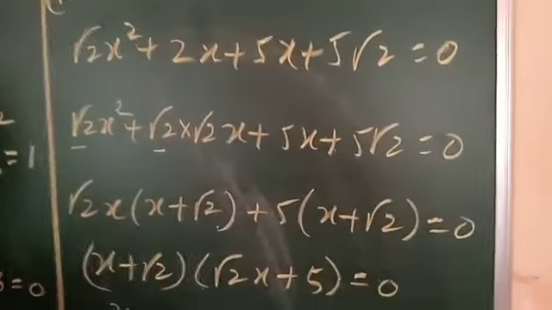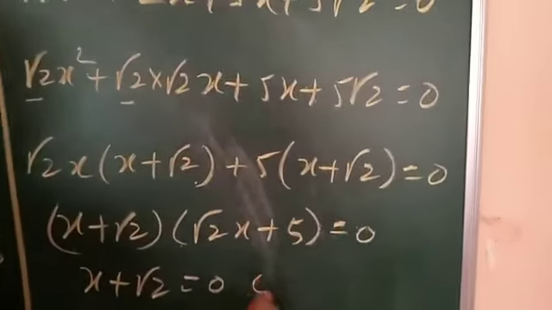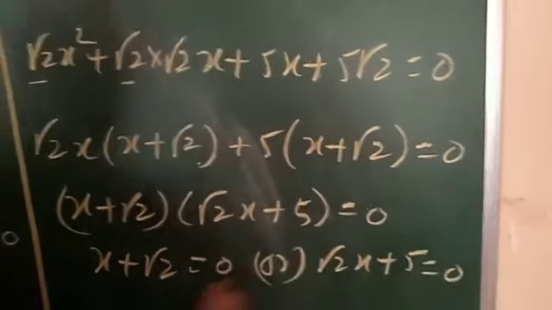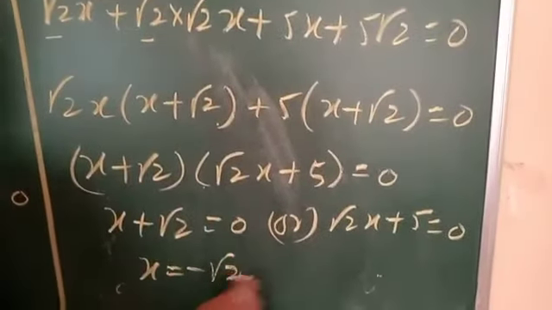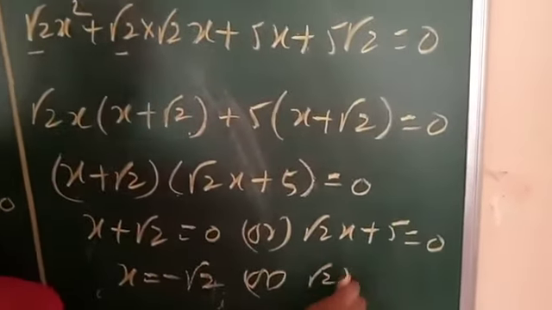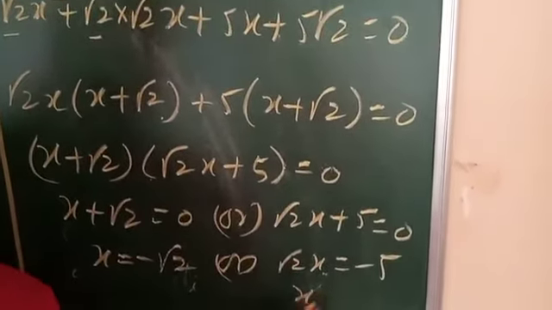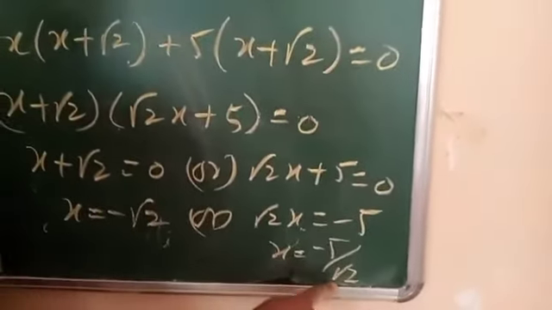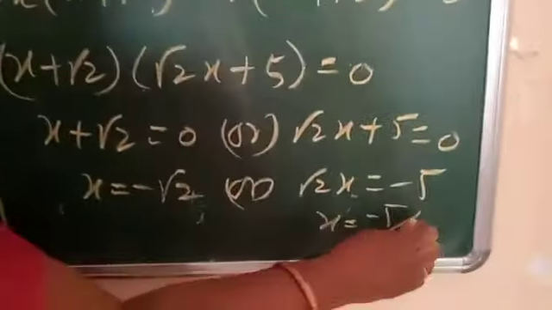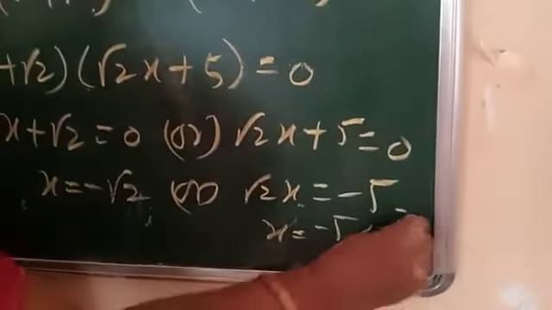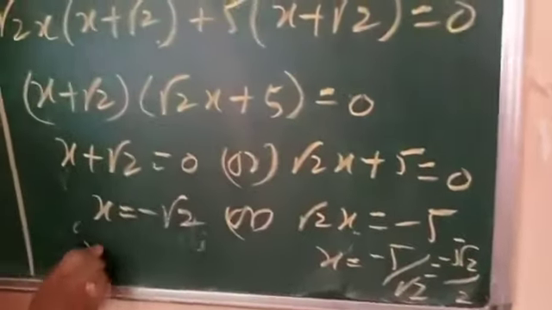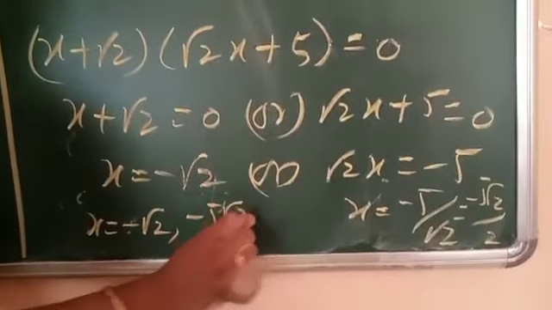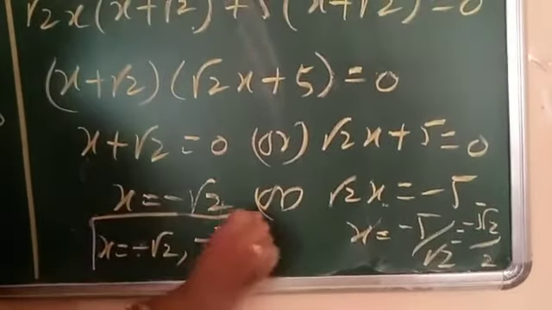So now x plus root 2 is equal to 0 or root 2 x plus 5 is equal to 0. Then what is the x value? Minus root 2, or root 2x is equal to minus 5. Therefore x is equal to minus 5 by root 2. Whenever the denominator has root 2, you have to take the conjugate. Then what will happen? Minus 5 root 2 by 2. So x value can be written as minus root 2 or minus 5 root 2 by 2. This is the value of x.